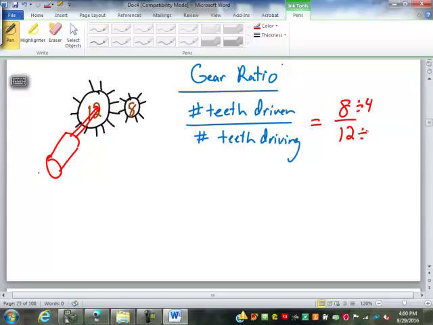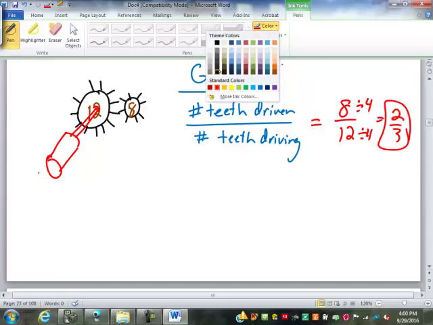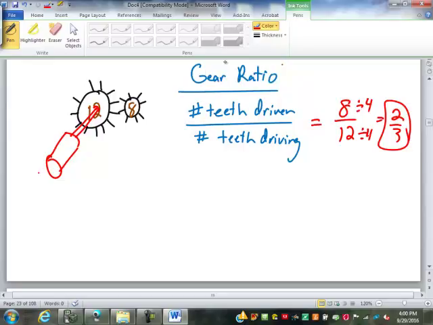We can reduce that by dividing both by 4. That is a 2 to 3 gear ratio. For every 3 teeth in the driving gear, there are 2 teeth in the driven gear. It also ends up describing their speed and all sorts of stuff.